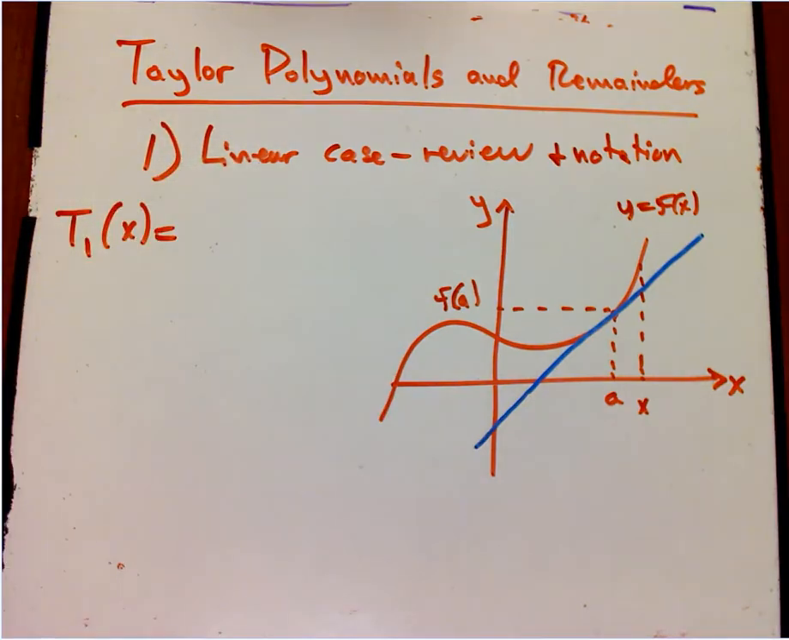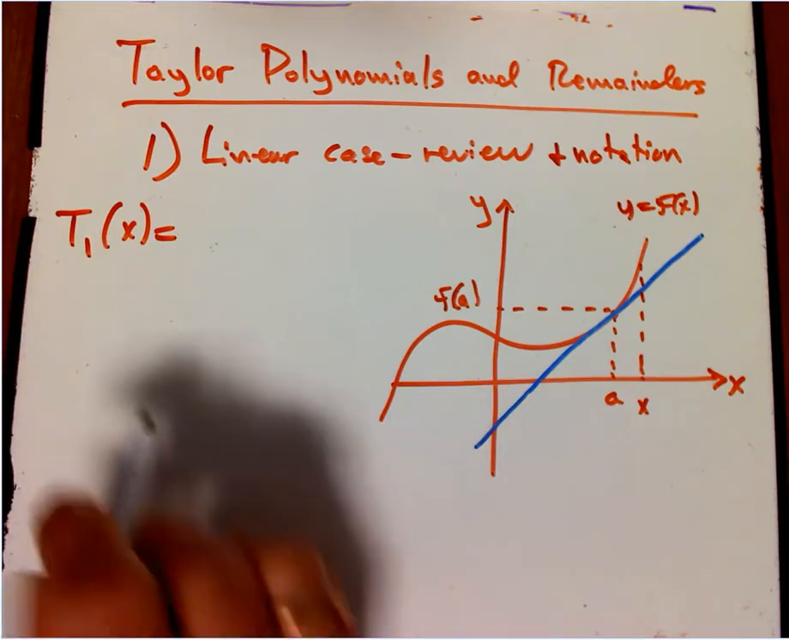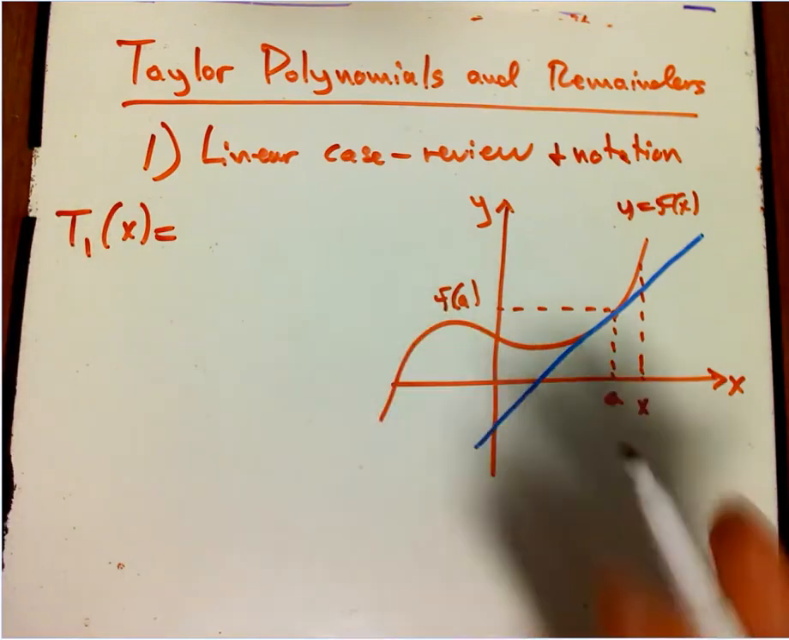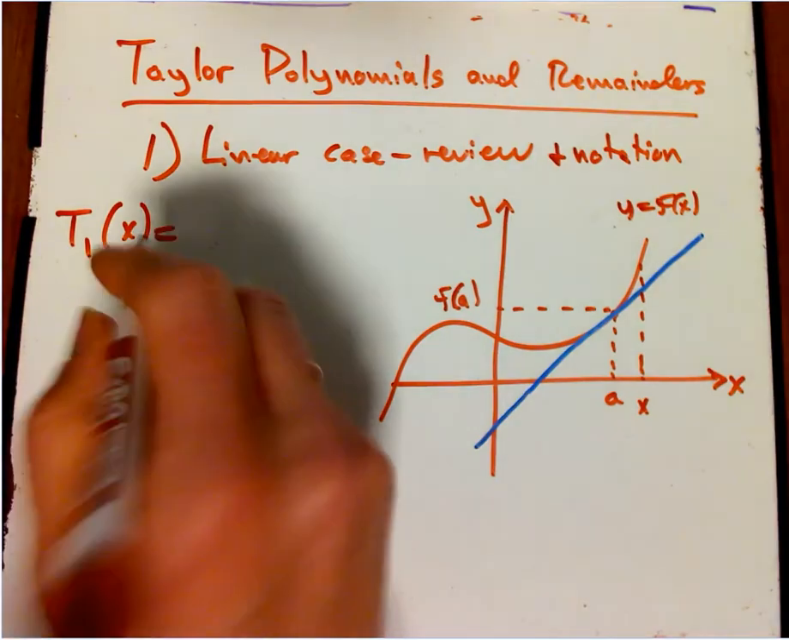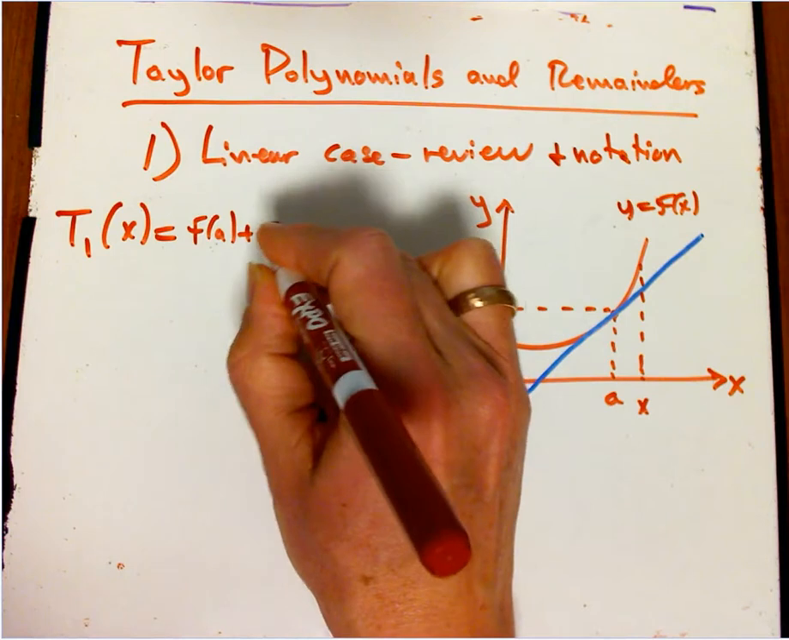So T sub 1. Often it's been called L of x before, for like the linearization or something like that, but from now on we're going to call it T1 because it's in a bunch of more and more complicated approximations, higher degree polynomials, but it's just linear for now. And it's just the good old tangent line formula.